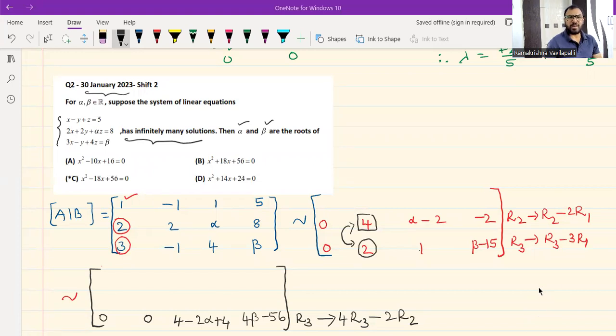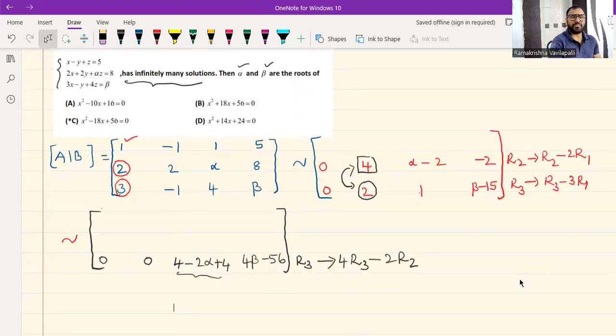After simplification, we got that the last row elements are 8 minus 2 alpha and 4 beta minus 56. Now we want infinitely many solutions. So for infinitely many solutions, you must know that this becomes 0 and this also becomes 0. Last row elements must be zeros. Therefore, for infinite solutions, alpha equal to 4 and beta equal to 14. Now you can write a quadratic equation having these two as roots: x square minus x into the sum of the roots plus the product of the roots. So this is the correct answer. This you can do.